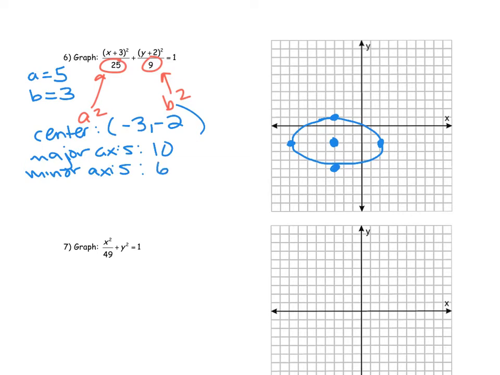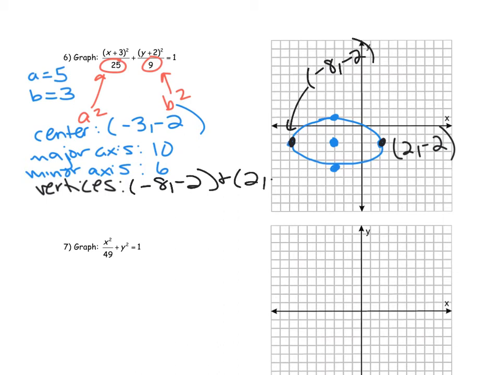We can also come up with what the vertices are, because remember, the vertices are the coordinate points that are along the major axis. So that's here and here. So let's see what those values are. That's at 2, -2. And I'm also at -8, -2. So those are my vertex coordinate points. So let's write that down.